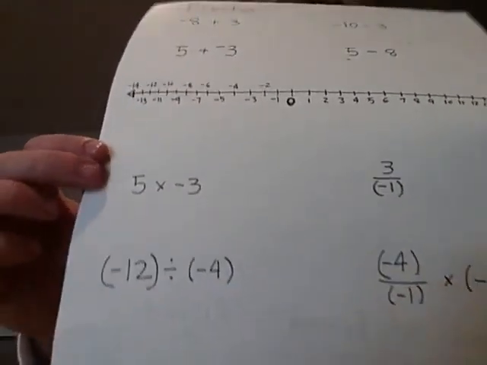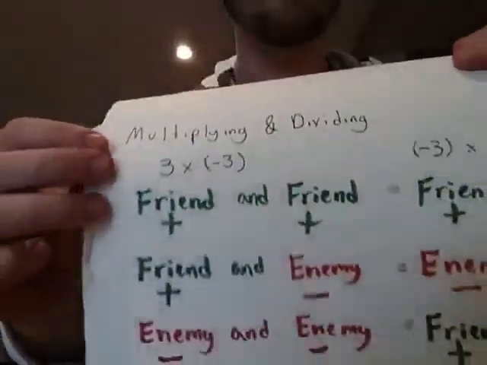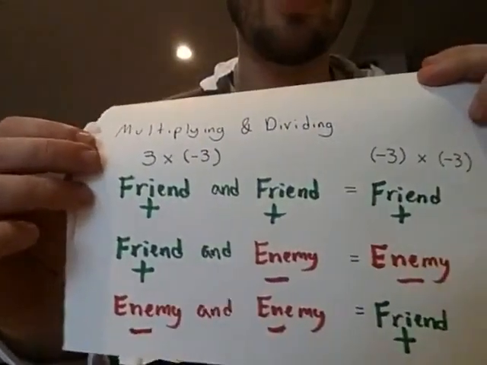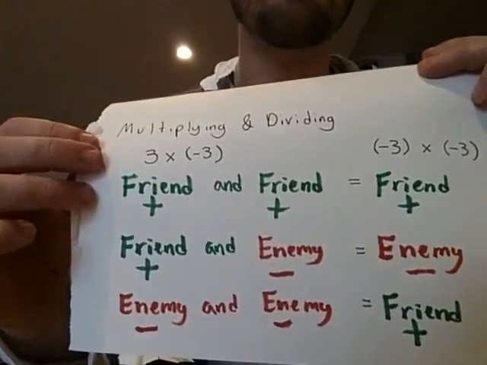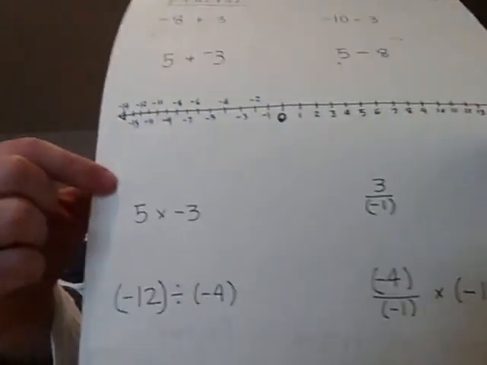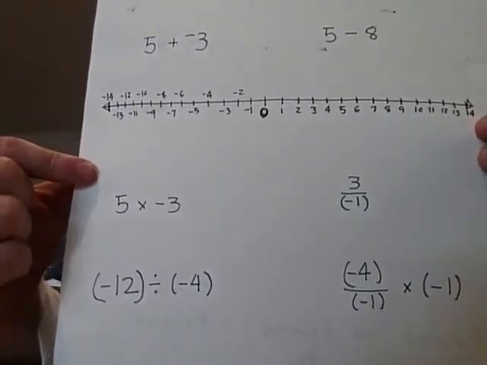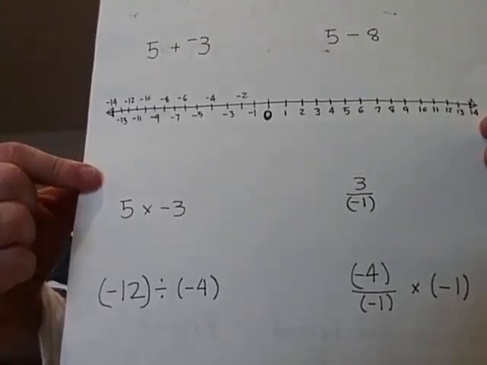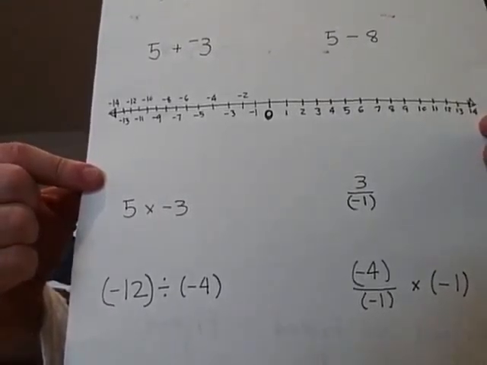All right, so here's some practice problems for multiplication and division. So just to remember, back to our strategies, friend and friend is a friend, friend and enemy is an enemy, and enemy and enemy is a friend. Okay, so we're going to hop back over here. Pause the video if you want to try these on your own. I'm going to go over them in just a sec.